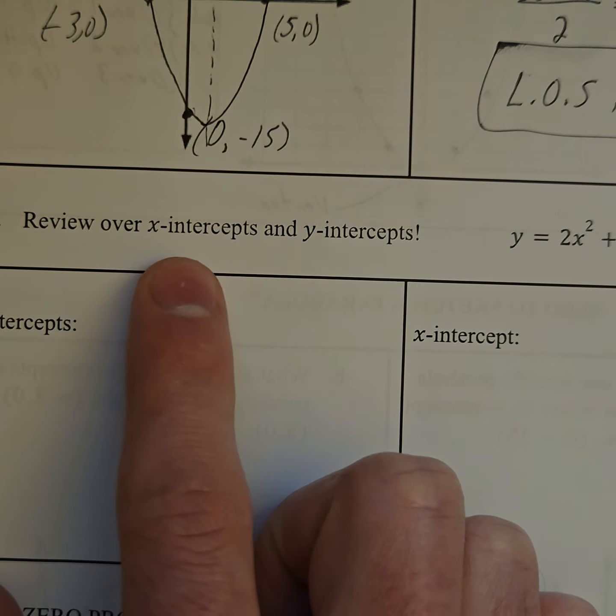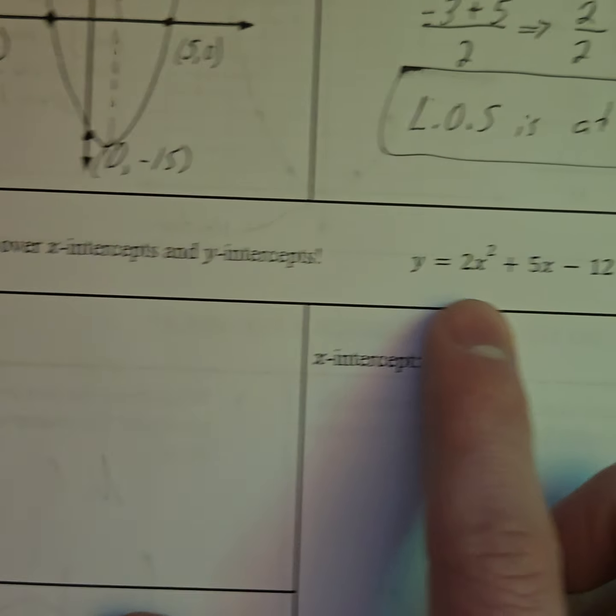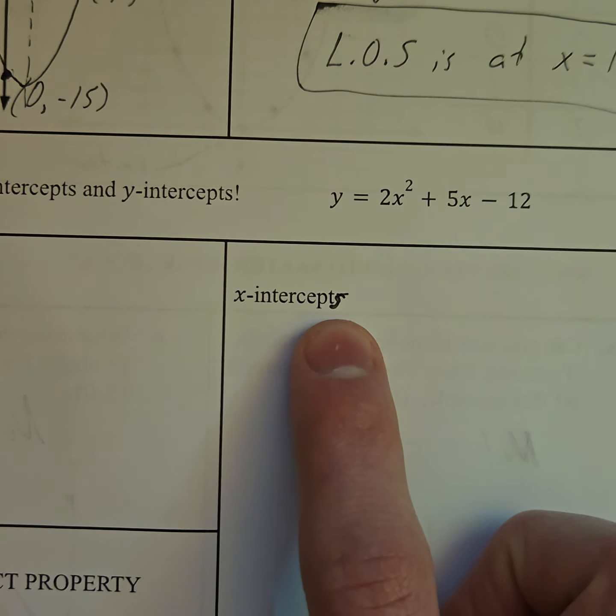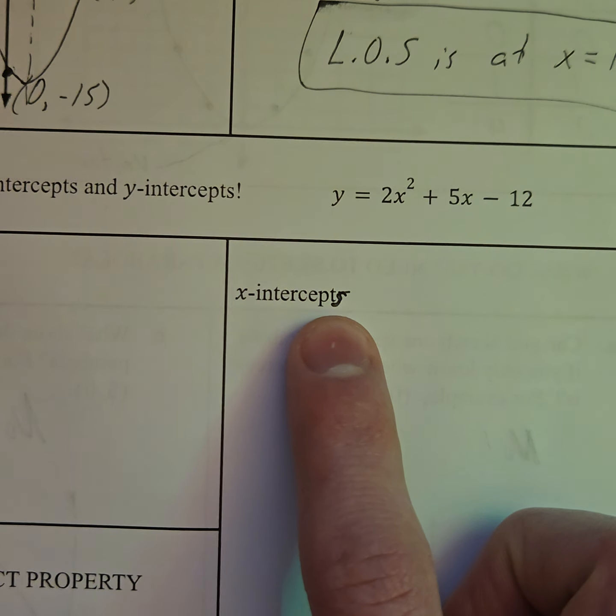Okay, it says review over x-intercepts and y-intercepts, and we're going to graph this quadratic right here. It looks daunting, but we're going to break it down step by step. The first thing you want to do when you're graphing a quadratic is find your y-intercept and your x-intercepts. Sorry, that should say y-intercept, get rid of the s there, and x-intercepts with an s. Sorry about that, a little typo. There's only one y-intercept ever, and there's almost always two x-intercepts. Sometimes there's only one, sometimes there's actually none.